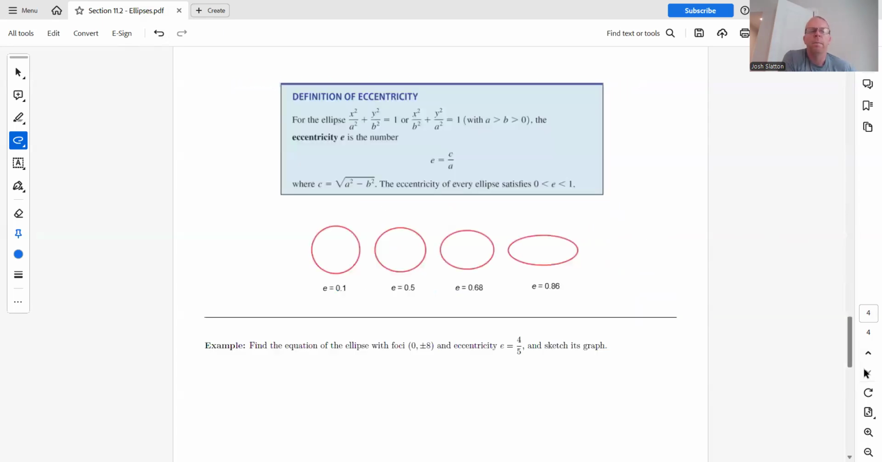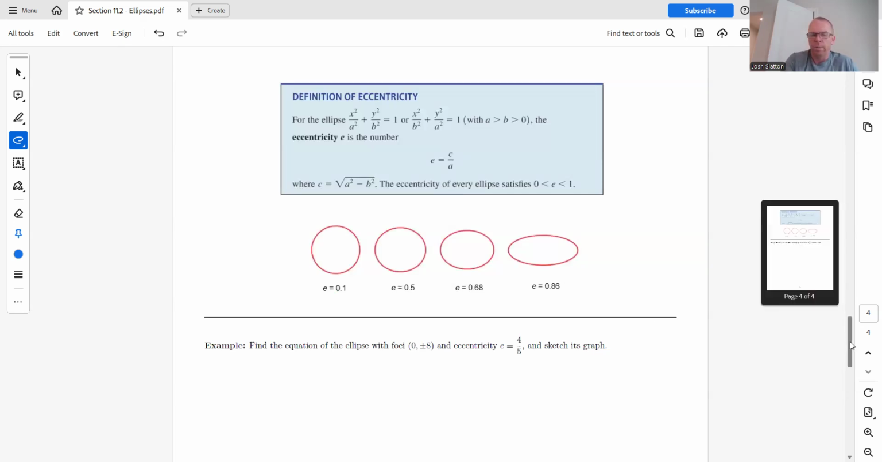All right, and the last thing we need to talk about is eccentricity. So this is just talking about how stretched out is this, and how close to being an exact circle is it. So the eccentricity E is going to be c over a, where c squared is a squared minus b squared, or c is the square root of a squared minus b squared. And then, of course, because of the way this is, E will always be between 0 and 1. You can kind of see, as E gets closer to 0, it gets more circular. As E gets closer to 1, it gets much more elongated. So that's kind of the idea.